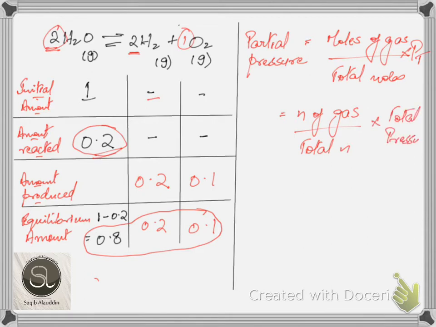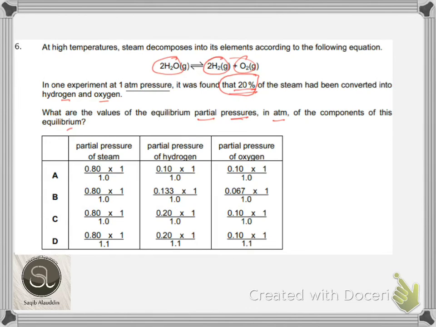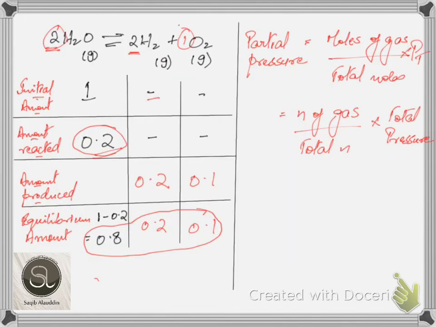Okay, now let's do it for, say, I'll start with steam. What are the equilibrium moles? The sum of all of them, by the way, the sum of all the moles would be 1.1. Remember, sum of all the moles. So now I'll do it for steam.